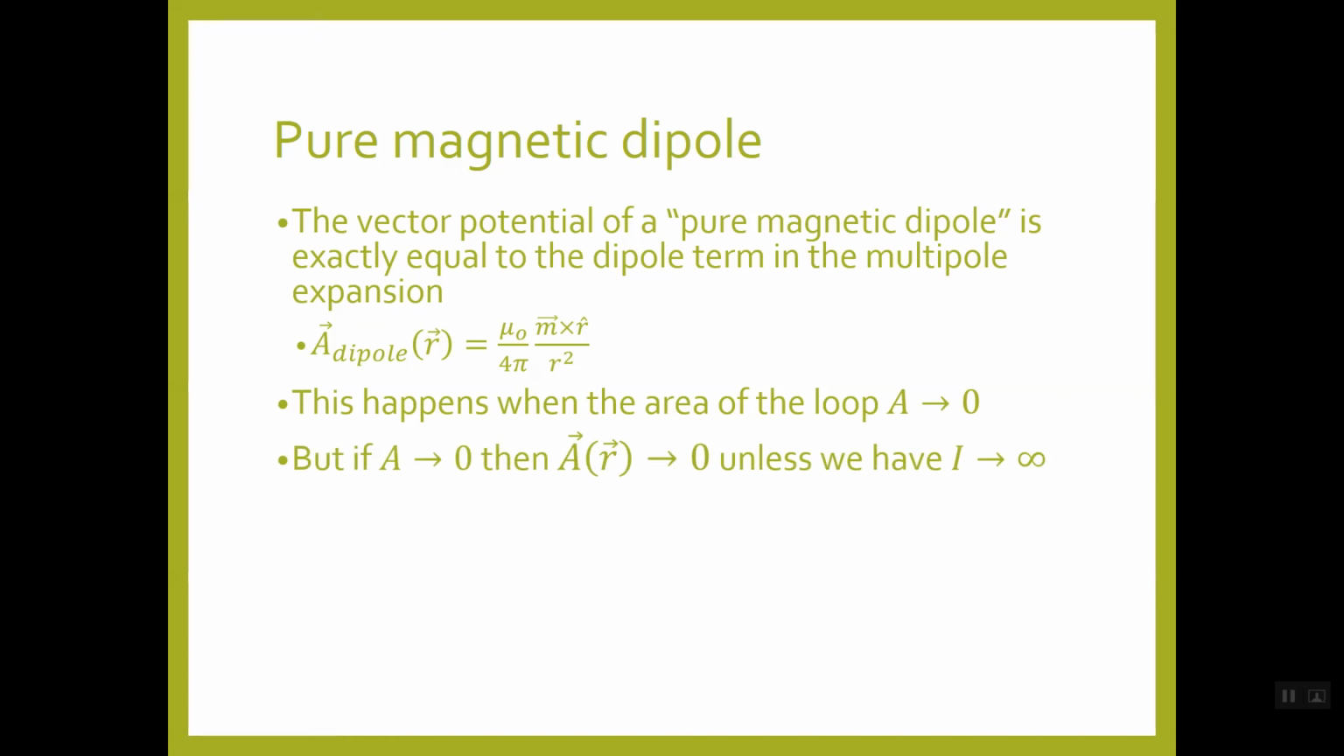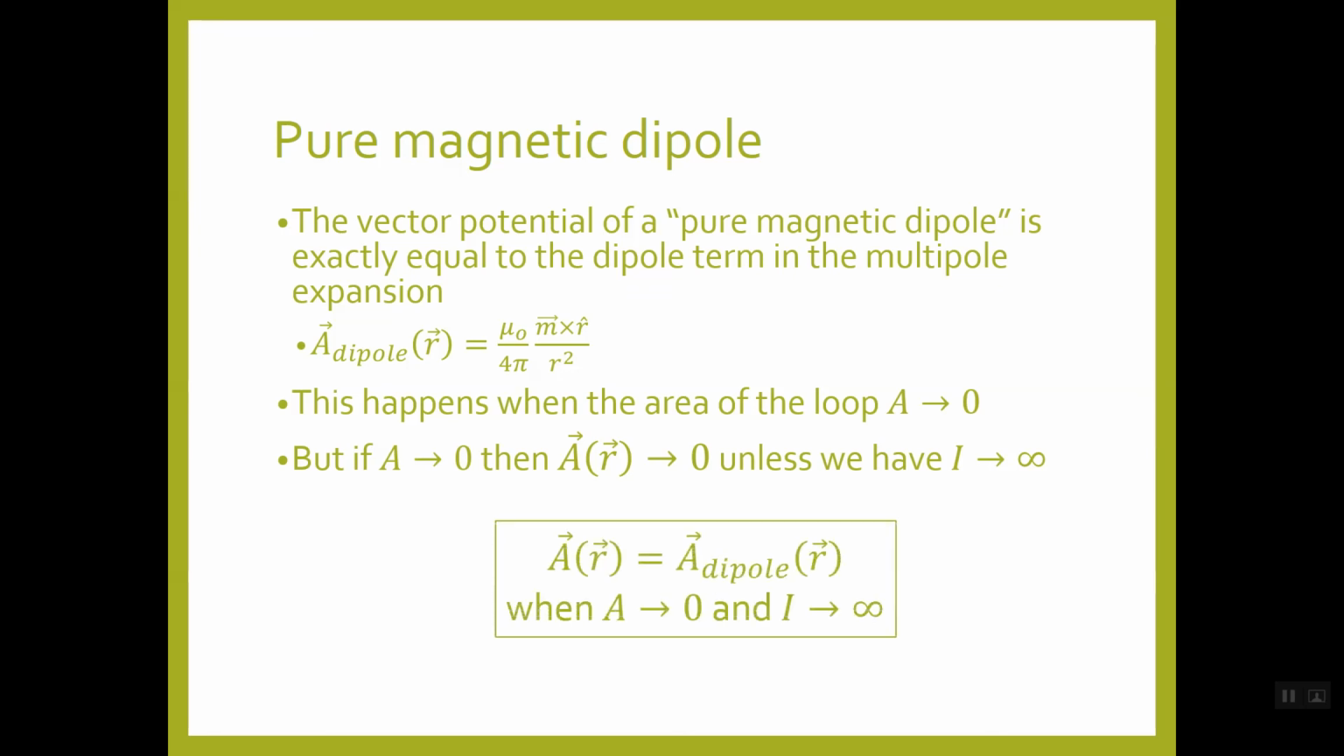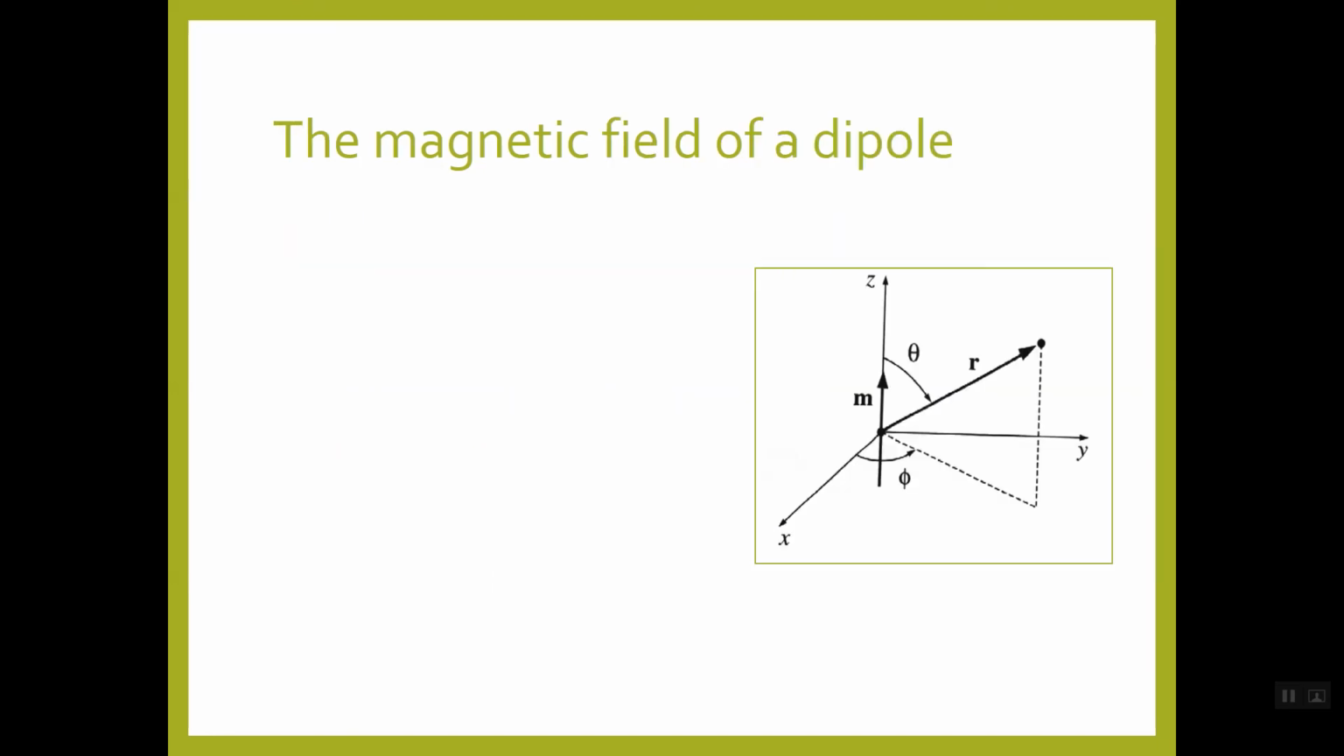But if your area goes to 0, then your magnetic potential goes to 0 unless your current goes to infinity. So the situation where the magnetic potential is exactly equal to the dipole term in the multipole expansion is when the area of the current loop goes to 0 and the current in the current loop goes to infinity. Now we can look at the magnetic field of a pure dipole.